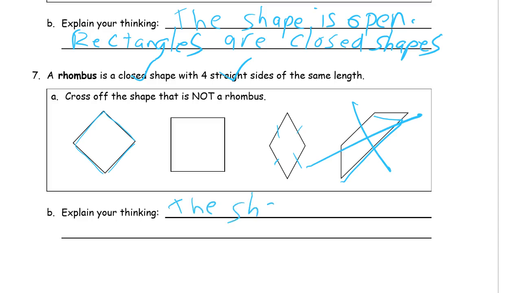The shape doesn't just say, you know, what's wrong with it? Why is it not a rhombus? It's closed. It's got four straight sides, but the shape does not have all equal sides.